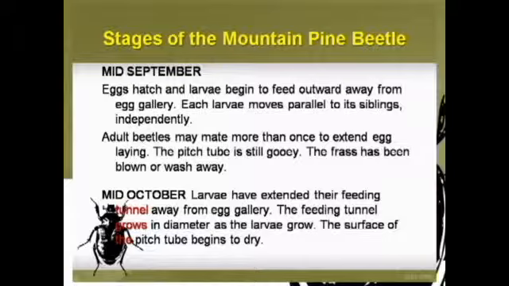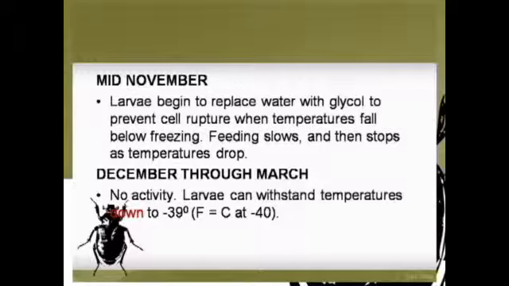In October, larvae have extended their feeding tunnel away from the egg gallery. The feeding tunnel grows in diameter as the larvae grow, and the surface of the pitch tube begins to dry. Mid-November, larvae begin to replace water with glycol to prevent cell rupture when temperatures fall below freezing. Feeding slows and then stops as temperatures drop.